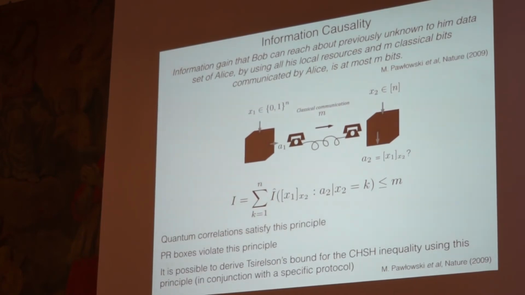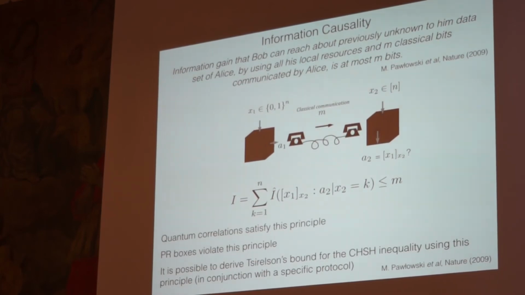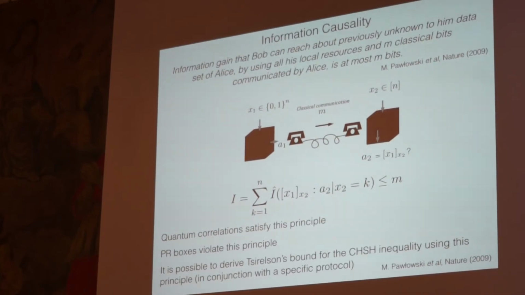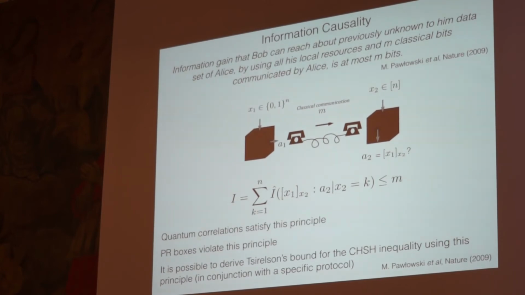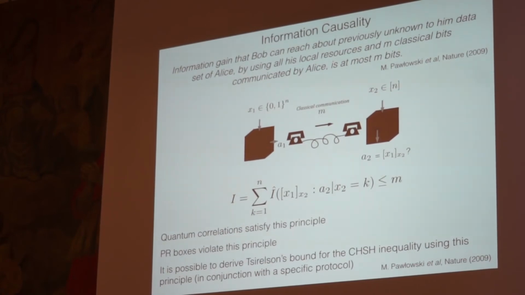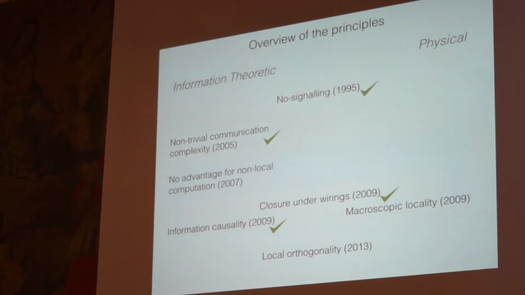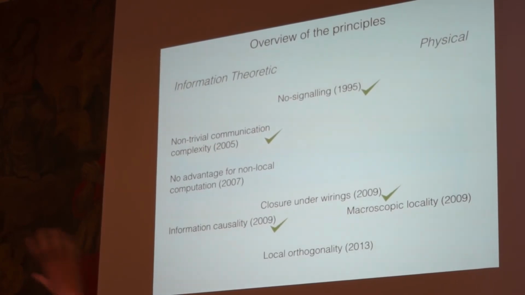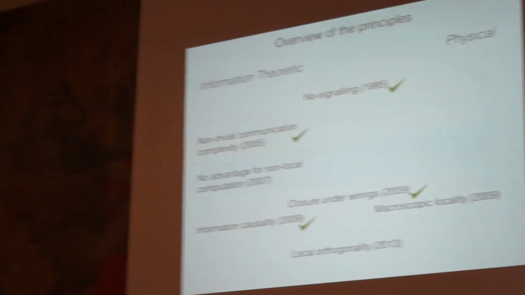However, PR boxes violate this principle. So given m bits of communication, using PR boxes, basically Bob can learn what he wants. And then using a specific family of protocols, you can derive Tsirelson's bound for the CHSH inequality using this principle. Okay, so these were in the language of communication tasks.